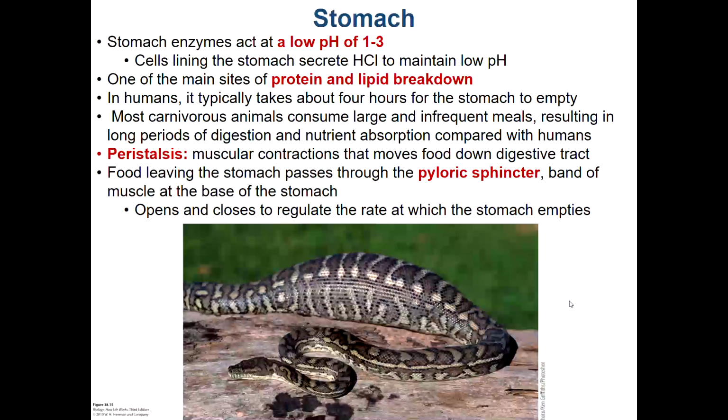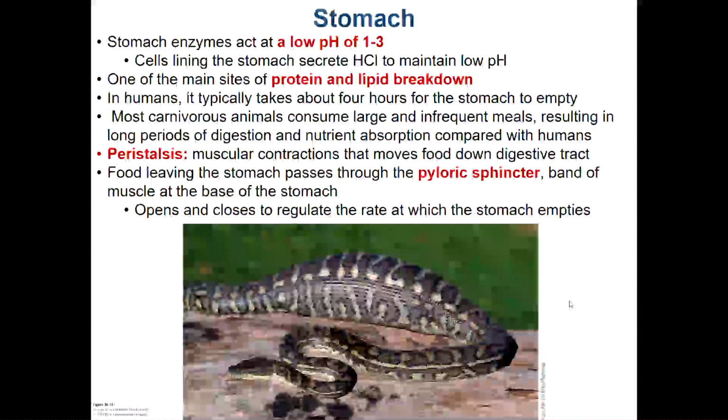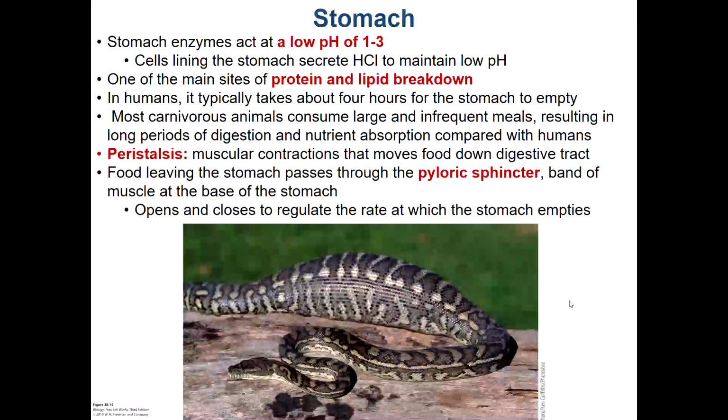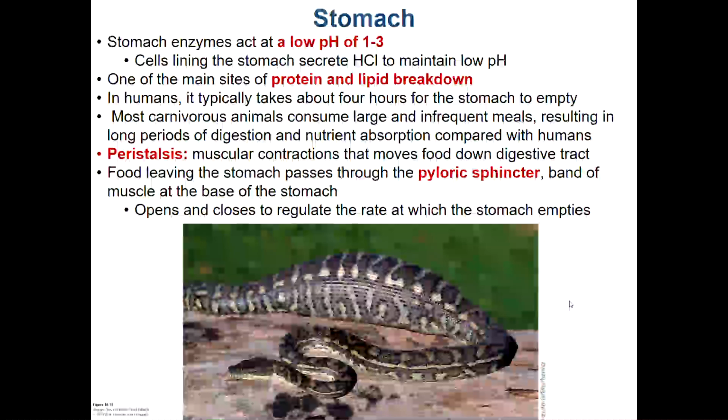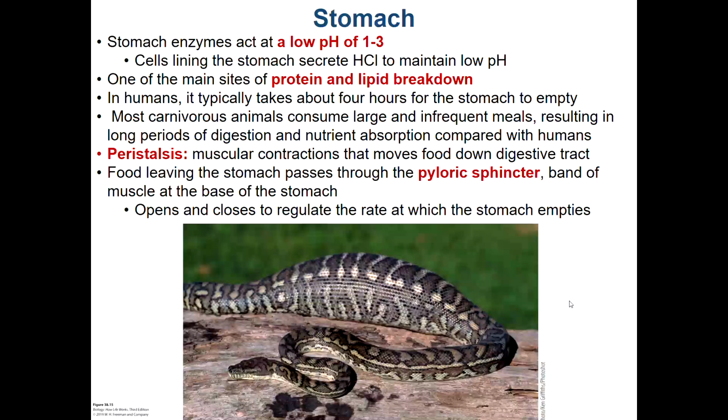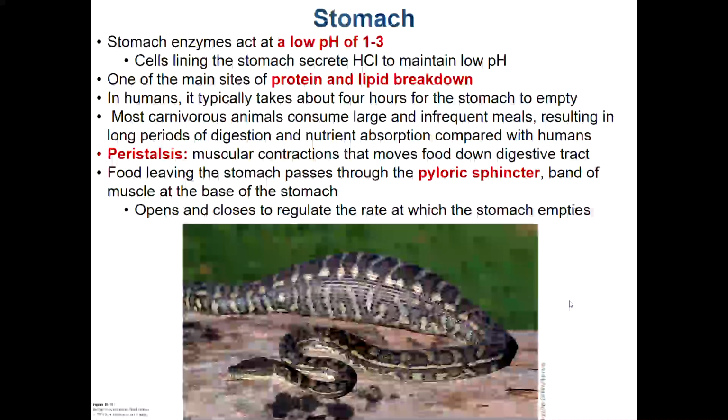So if we look at the stomach in particular, the stomach has enzymes that need to act at a very low pH, of a pH of 1 to 3. The cells lining the stomach secrete hydrochloric acid to maintain that low pH. So sometimes people say they have acid reflux. That's because some of that stomach acid is coming up your esophagus, and it's actually burning the lining of your esophagus because your esophagus does not have the cells that are able to withstand such a low pH.